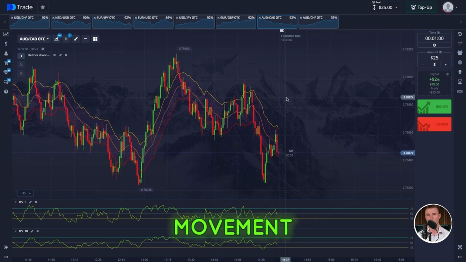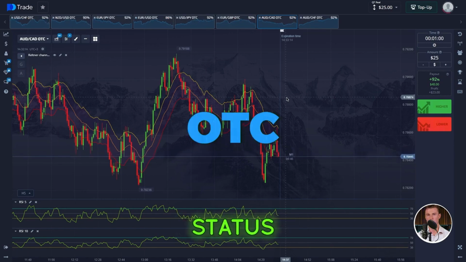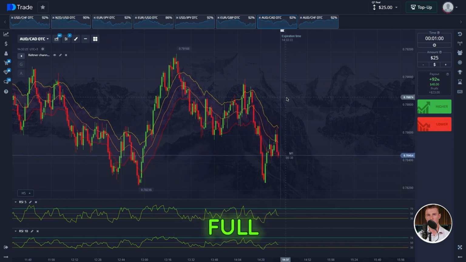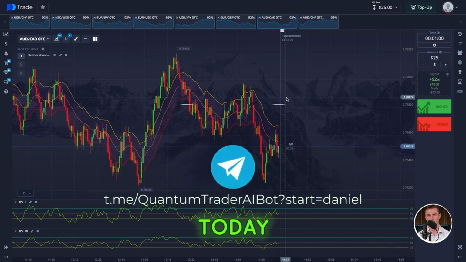most optimal movement pattern. Today is our weekend, and therefore we have all currency pairs with OTC status, and this means excellent interest on payments. Why not trade? Right now, I have done a full analysis of the dynamics of price movement on the charts, and today is favorable.